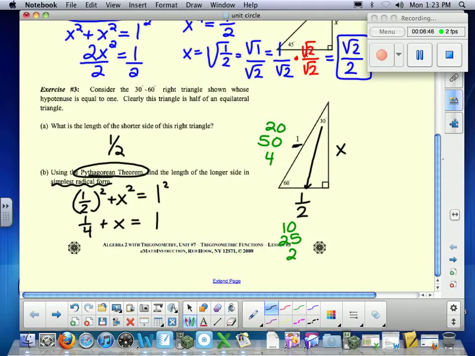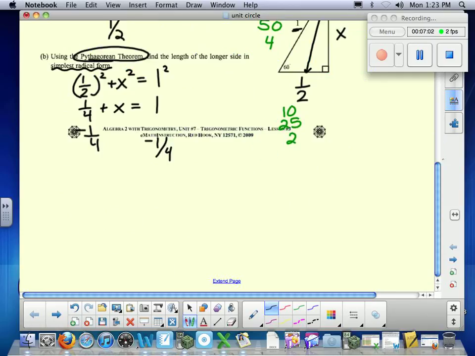How are we going to get x by itself? Minus one fourth, but without the decimal. Subtract a 1/4 from both sides. I'm going to extend my page. Oh, I lied. This should be an x squared still.